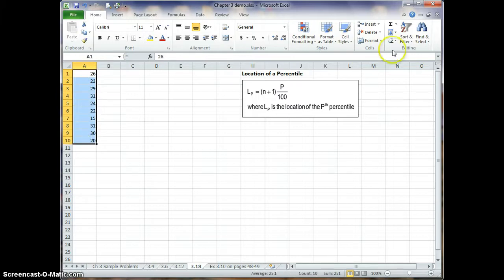So I'm going to select that range, go over here to sort and filter, and put them from smallest to largest in order. So that's the first thing I need to do. And then over here is the formula to find the percentile.